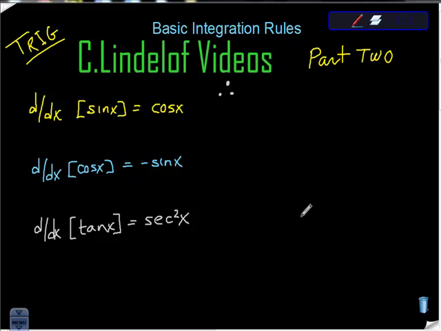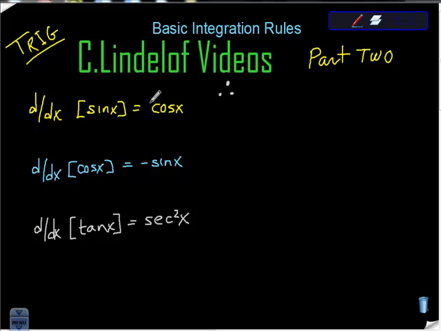I keep talking about the fact that integration and differentiation have these inverse qualities to one another. So I kind of want to demonstrate that with these first three instead of just giving you the integration rules. So here's the differentiation rule. We know that d/dx of sine x is equal to cosine x.